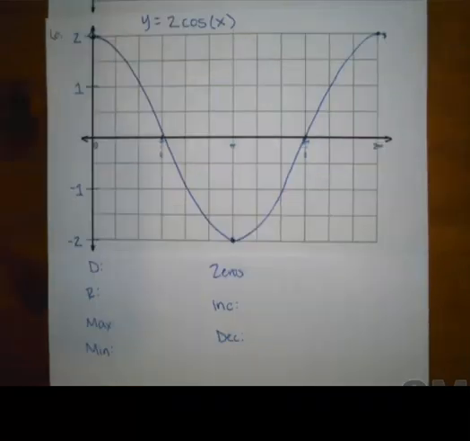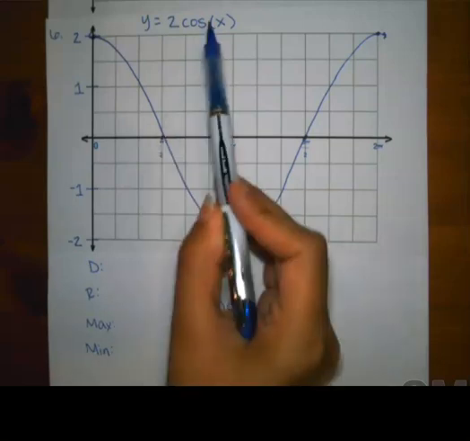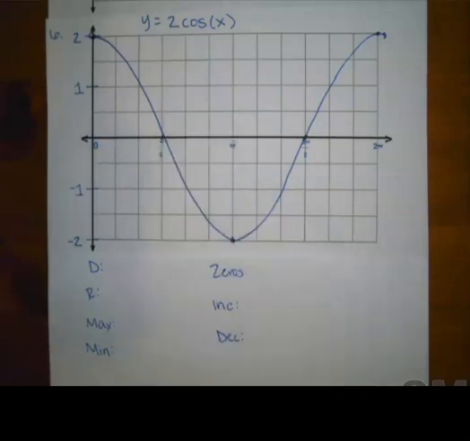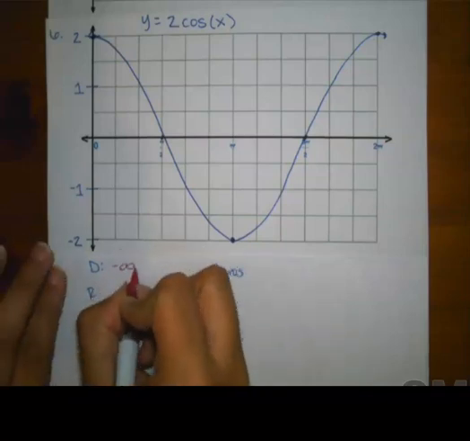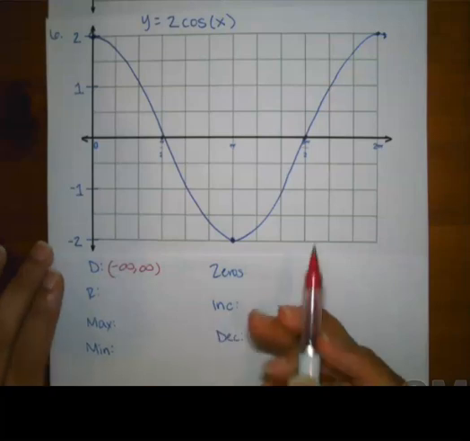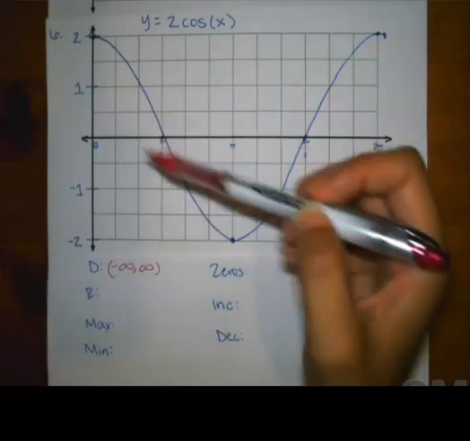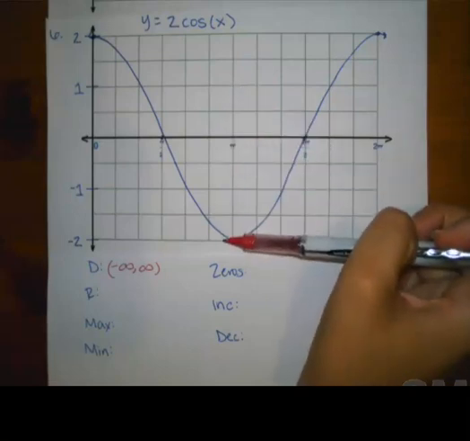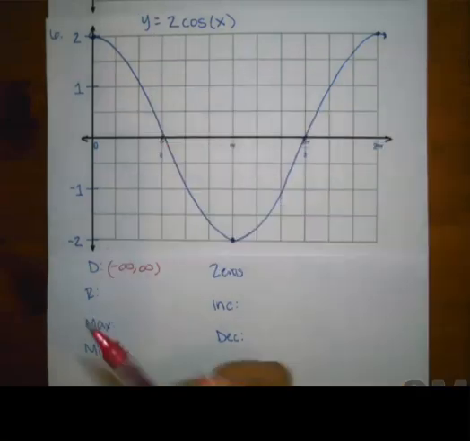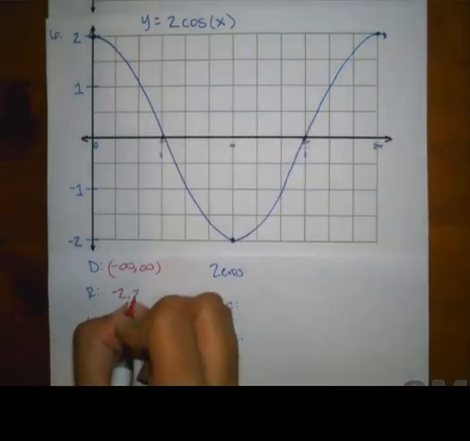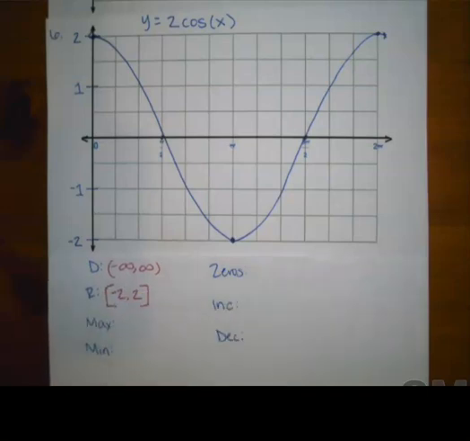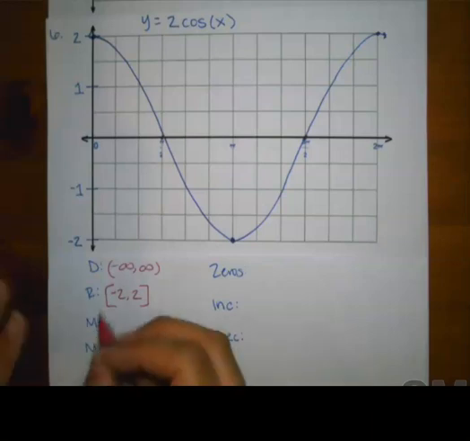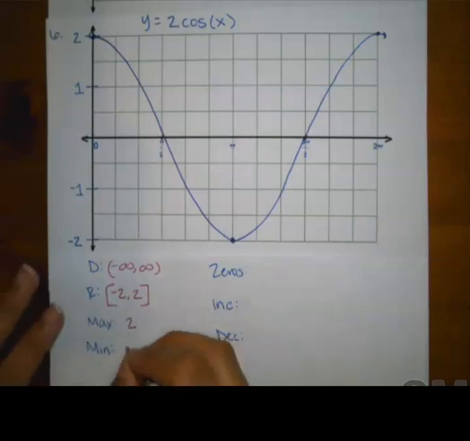Example 6, y equals 2 cosine of x. The 2 in the front means that we have vertically stretched this graph by a factor of 2. Our domain is still all real numbers. Our range now is a little bit different. We no longer go from -1 to 1. Now it starts at -2 all the way up to 2. So our range is now -2 to 2. Our maximum value is 2. Our minimum value is -2.